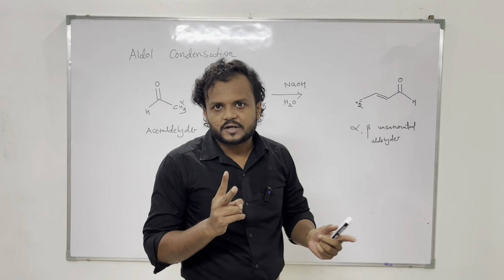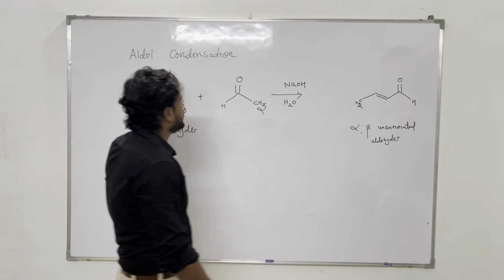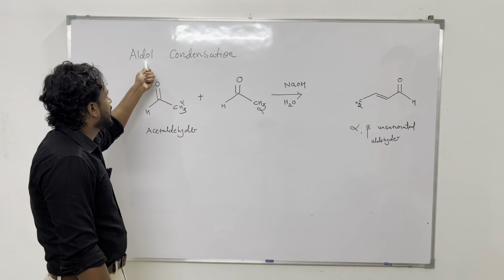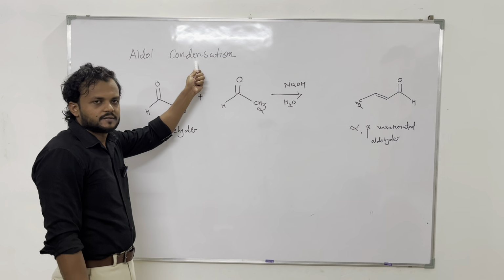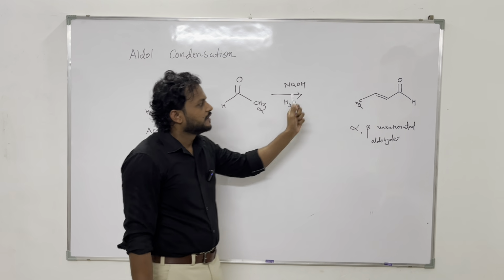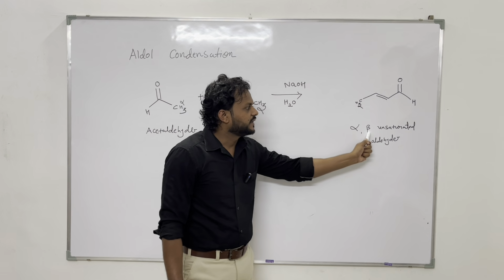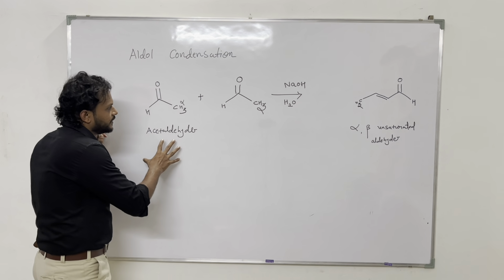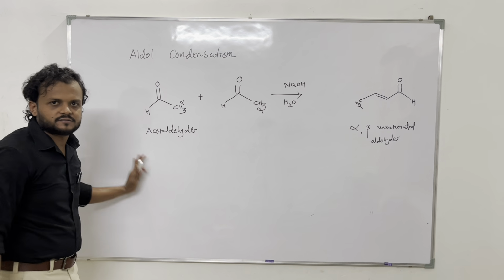Two functional groups are there, and we'll see that in our product in between. And then that aldol is further condensed, and that produces our final product, which is an alpha beta unsaturated aldehyde. Now we'll see which reactants we require to perform this reaction.